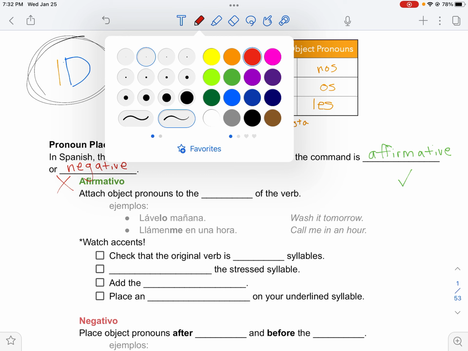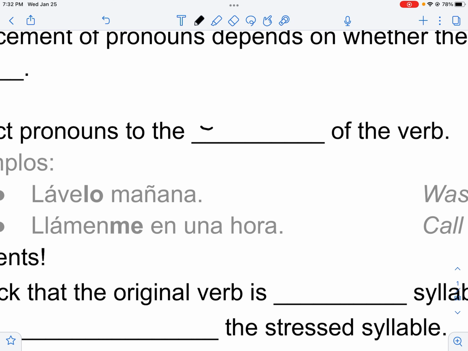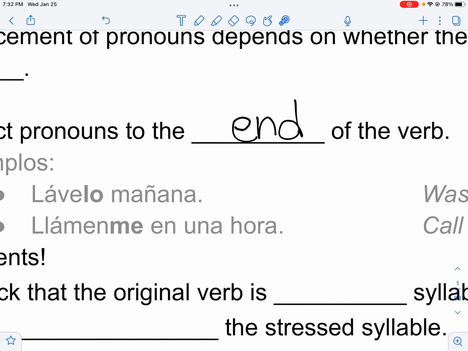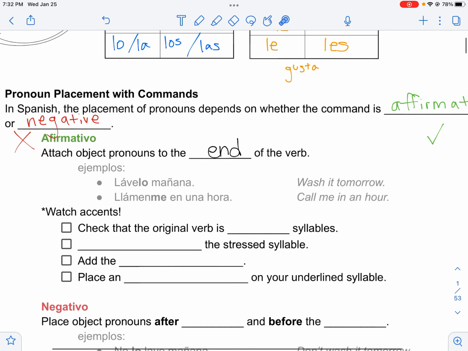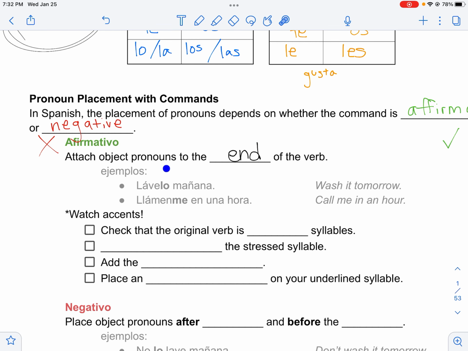You're just going to attach these pronouns to the end of the verb. They're tacked on to form one word like this: lávelo or llámenme. Just tack the word on there. Now, because we're adding syllables onto the word, we need to keep the sound the same, so we're going to put accents on there.